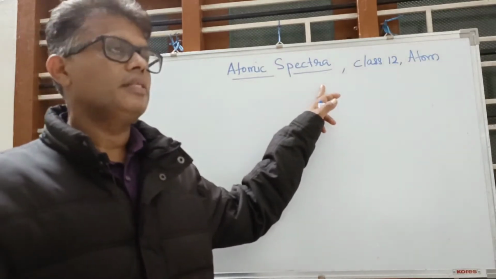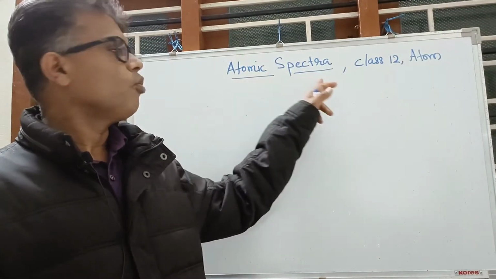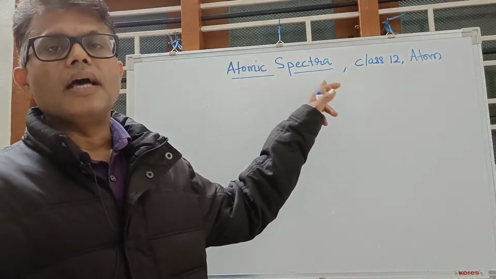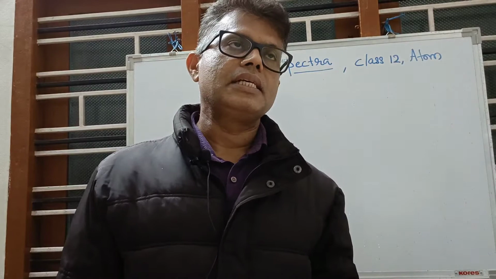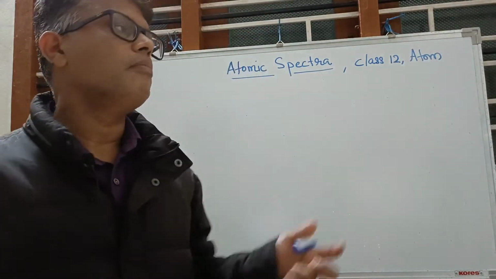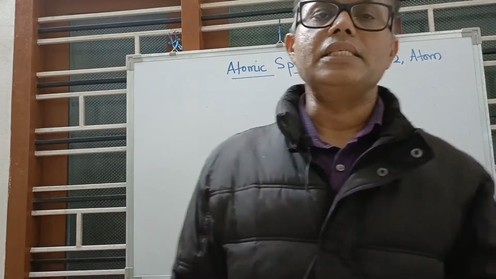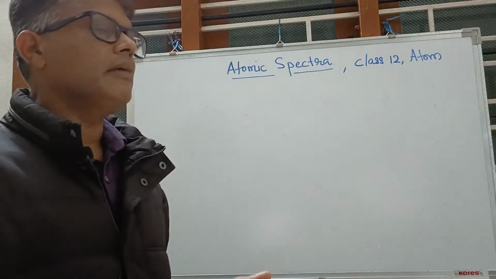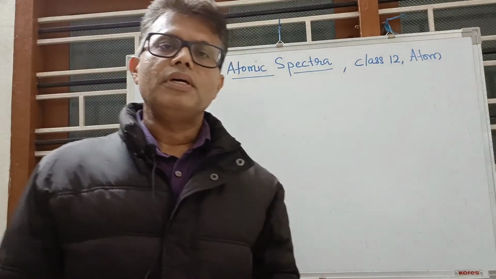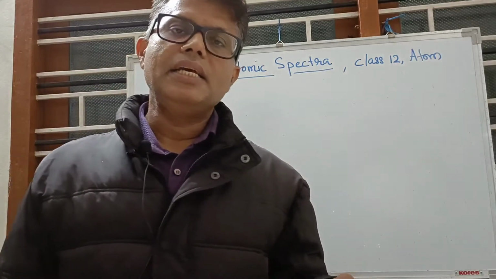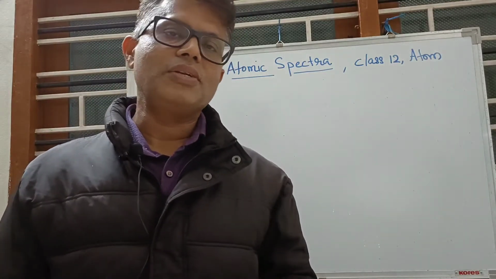Understood now? So today we will study what atomic spectra is and the different spectra, like the Lyman series, then the Balmer series, then the Paschen series, then the Brackett series. All these series we will study. Then we will do some question papers for JEE and NEET. So that will be there.